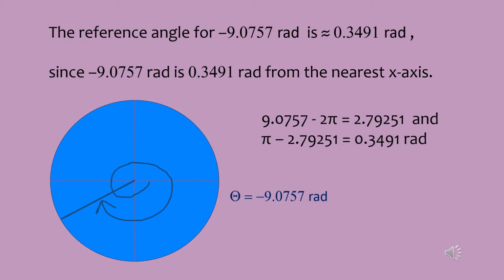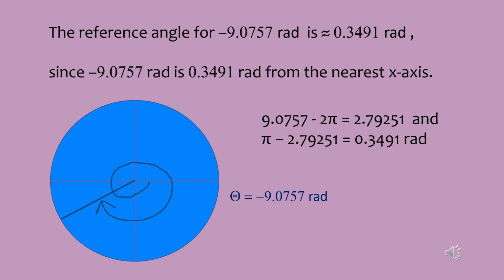How about if we rotate clockwise or backwards more than a full rotation? And this time let's work in radians. So negative 9.0757 radians would be such an example. The reference angle for negative 9.0757 radians is approximately 0.3491 radians. If I rotate clockwise, one full rotation, that's 2 pi.